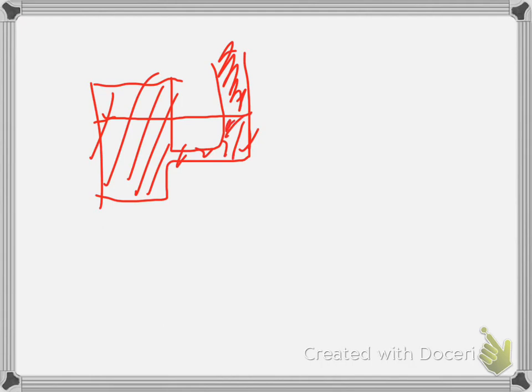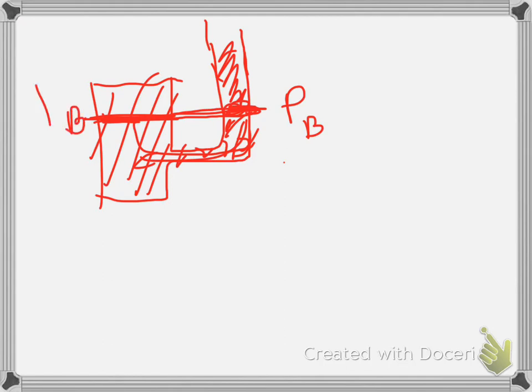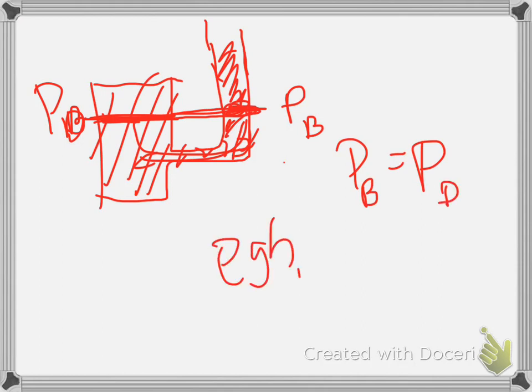The key is if this is in equilibrium, and they're both open to the air, the pressure at this point is going to be the same as it is here. If it wasn't, the fluid would be moving, right? It would be flowing this way or this way, depending on which side had a higher pressure. So the fact that they're at the same pressure, I labeled it B and D over here. So P at B equals P at D.